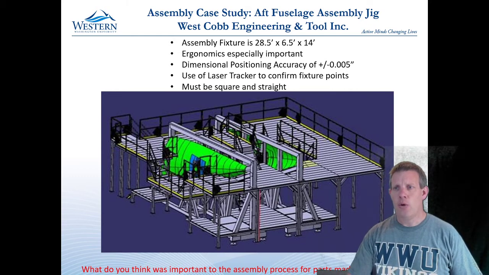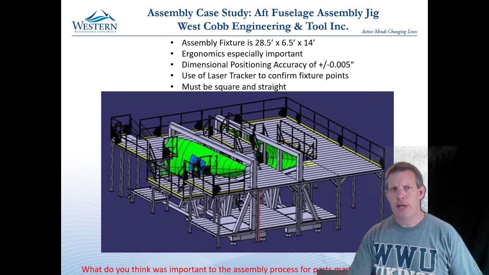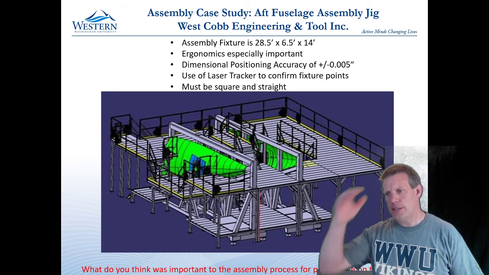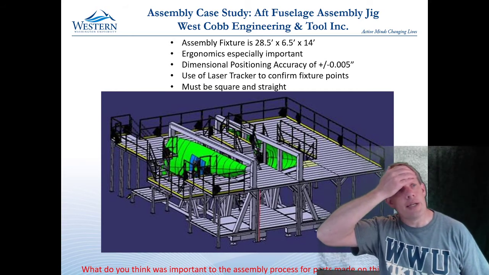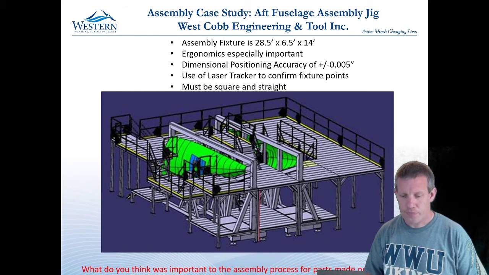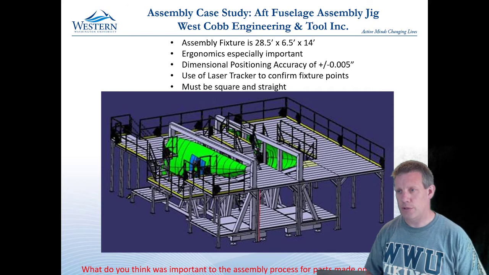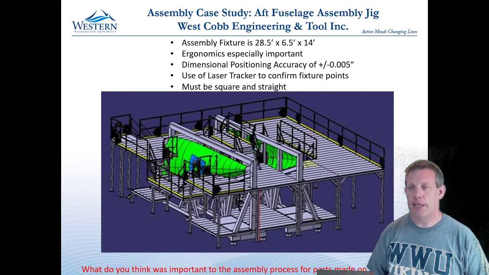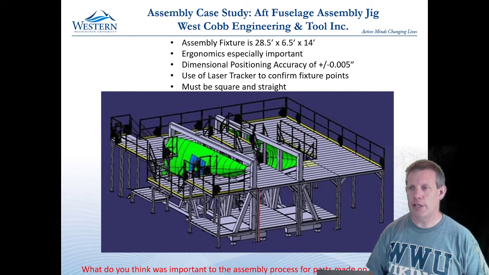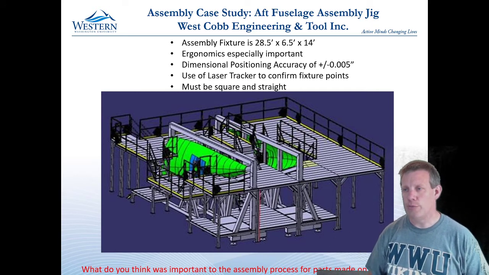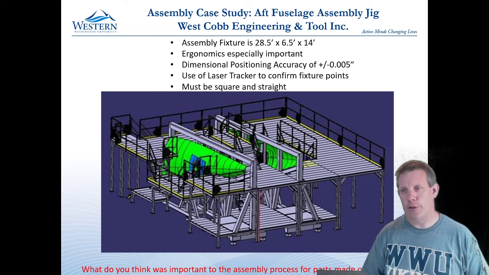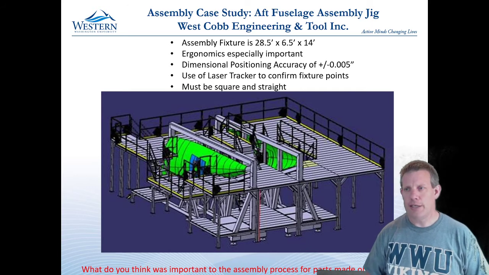So when you look at this structure, what do you think was important to the assembly process for parts made on it? We can think about our list of supporting, locating, access, and the tools. We don't know exactly what's happening in this assembly jig. They might be putting ribs inside this fuselage, or wire looms, or maybe assembling the back door on it. I don't know exactly. So what do you think might be important?